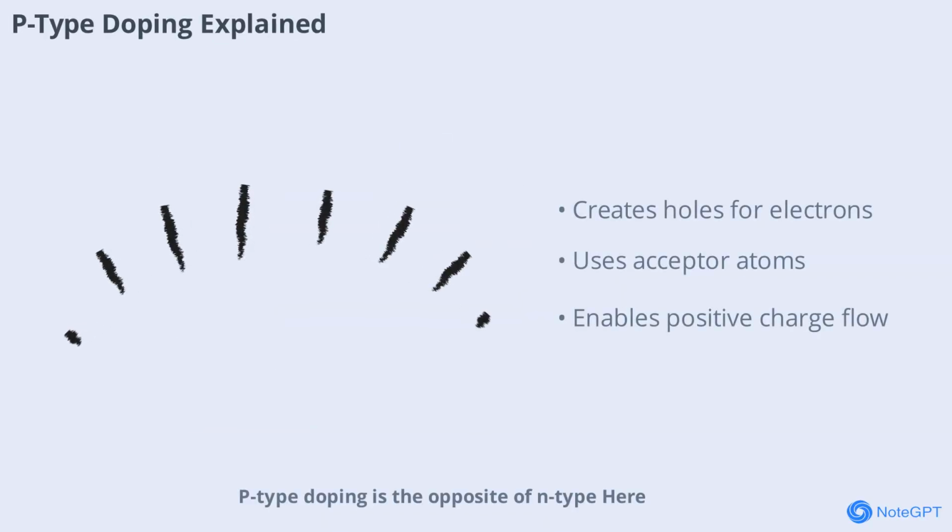P-type doping is the opposite of N-type. Here, acceptor atoms like boron are added to silicon. These atoms have fewer electrons than silicon, creating holes in the atomic structure. These holes act as positive charge carriers, allowing electrons to move by filling the gaps. P-type semiconductors are just as important as N-type, and both are needed to create the electronic devices we rely on.